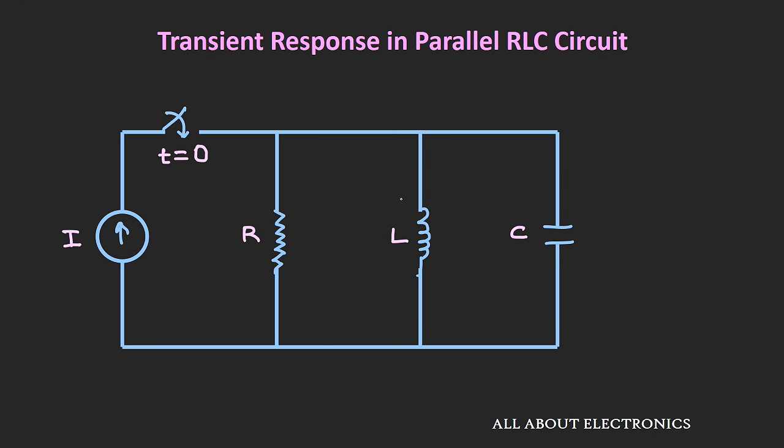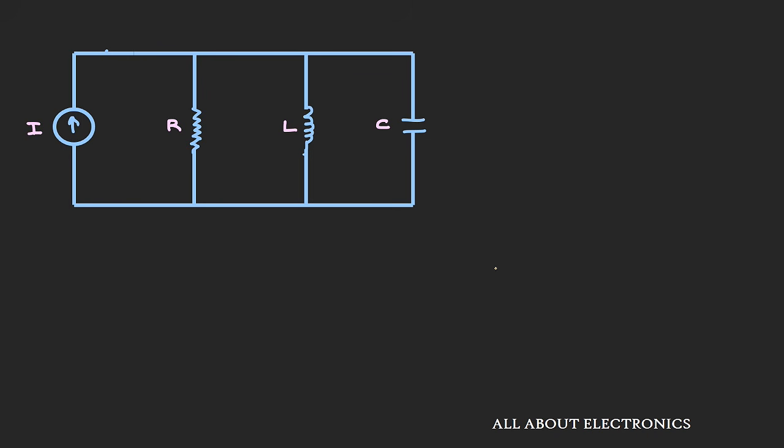Now as we have understood the series RLC circuit, let us see the transient response for the parallel RLC circuit. In this circuit, at time t equal to 0, the current source I is applied. Before t equal to 0, let us assume that all the initial conditions in our circuit are 0. That means there is no charge or energy in any of the elements inside the circuit. To find the transient response for this parallel RLC circuit, let's redraw the circuit at t equal to 0 plus. The circuit will look like this.